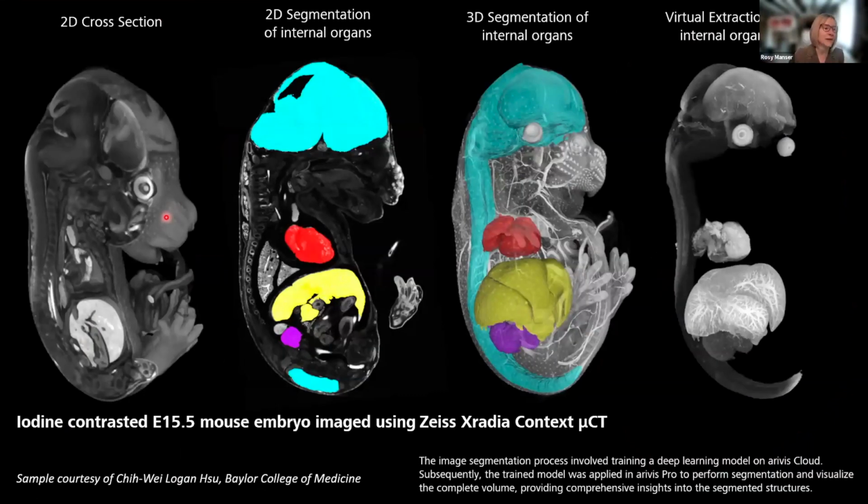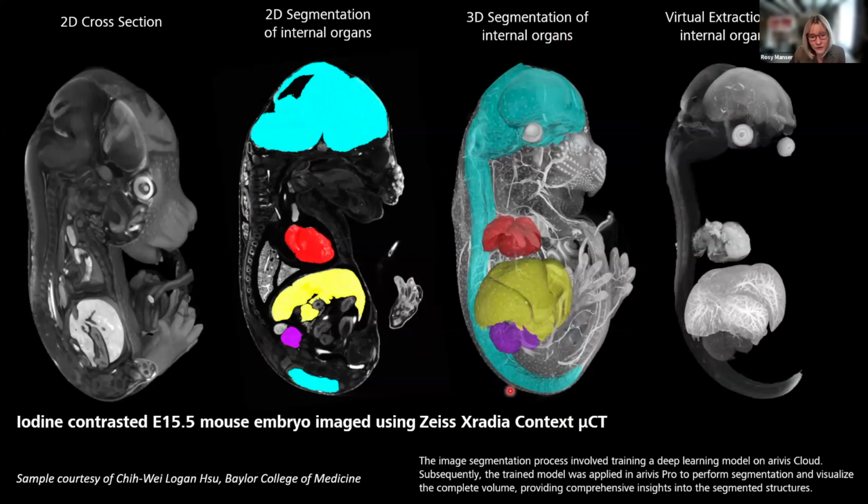So on the left-hand side here, we have a two-dimensional section. So it's a three-dimensional reconstruction, and we've just sectioned it so that you can see the internal components in one part of it. We've then used deep learning segmentation, sorry, to be able to segment out different components. So the heart, the liver, the kidney, the neural structure, and also the eyes, in this case, of this mouse embryo. You can see those in the context of the rest of the mouse.